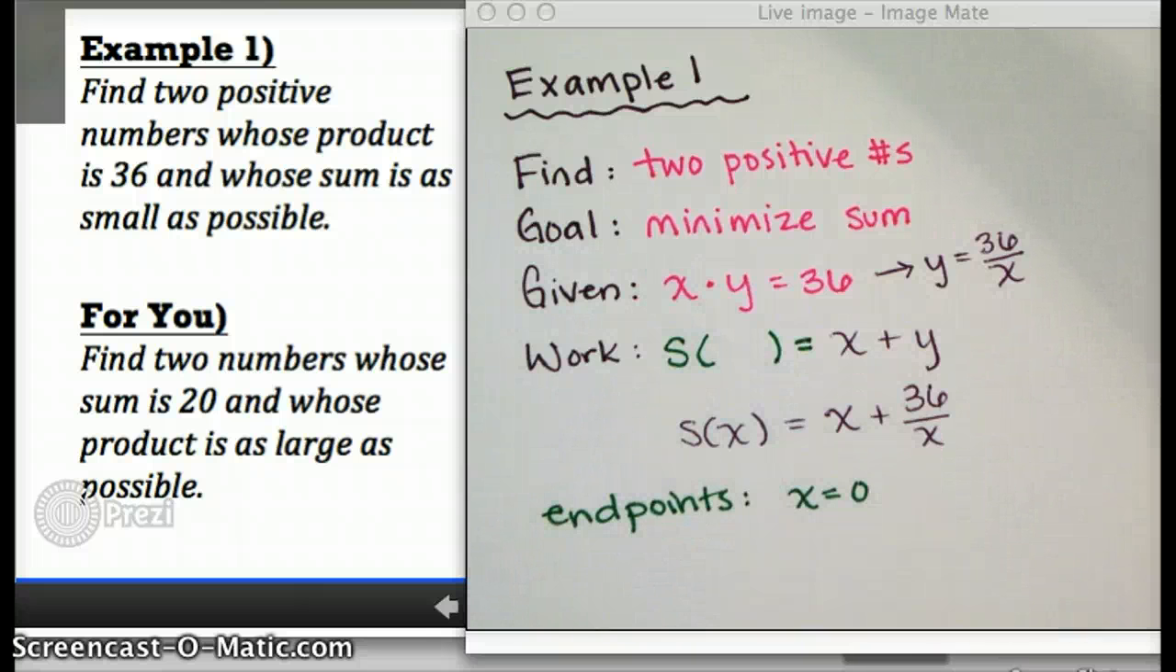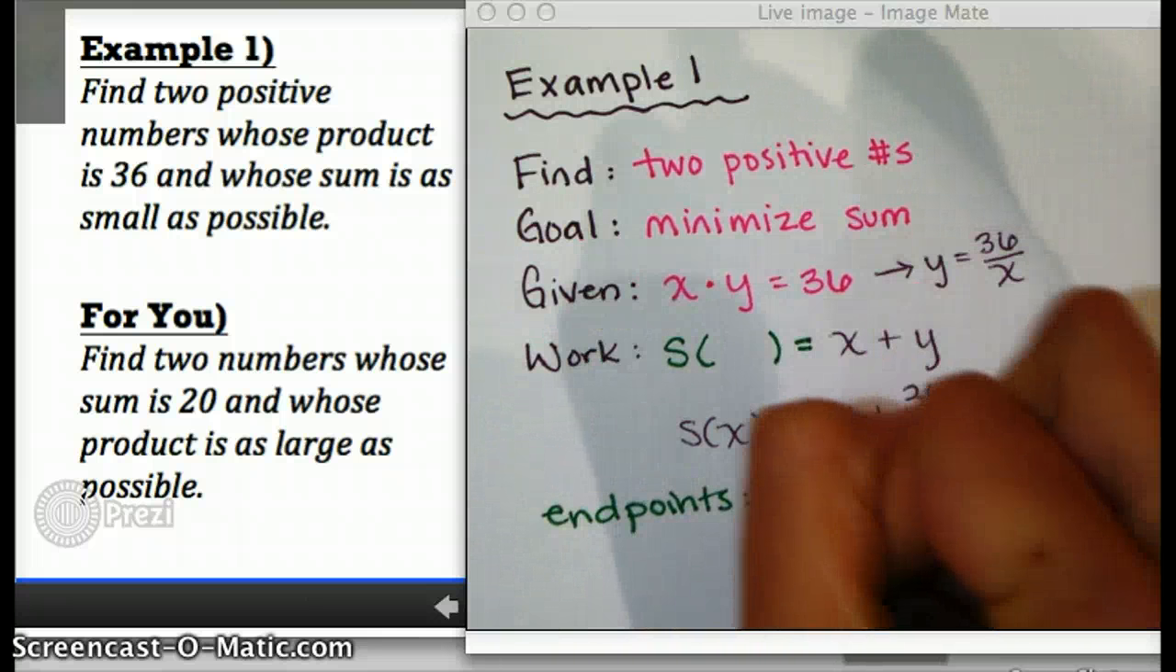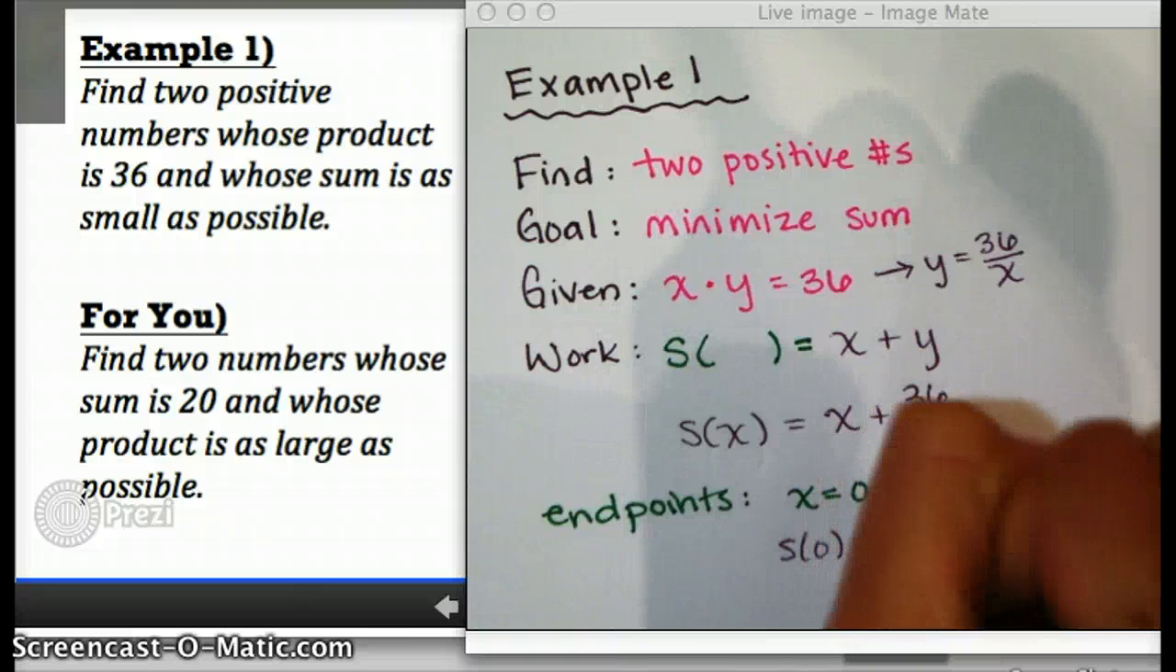This is actually an interesting endpoint though, because if you plug this endpoint back into the function, we actually get s of 0 does not exist.